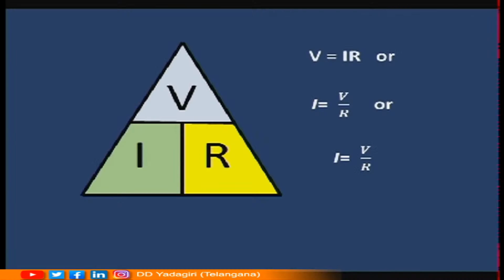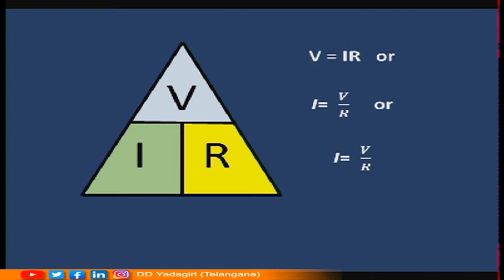For Ohm's law, we have a triangle where you can find out whichever quantity is not known. When you want V, close V, we get the formula V equal to IR. If you want I, then close I, you get I equal to V by R. If you want R, close R, you get R is equal to V by I.